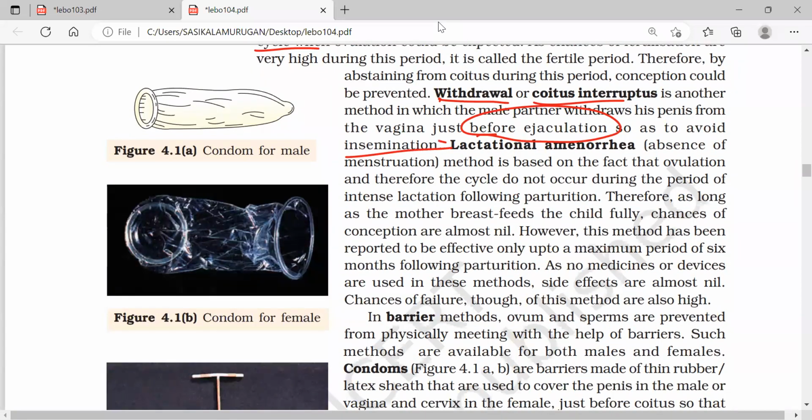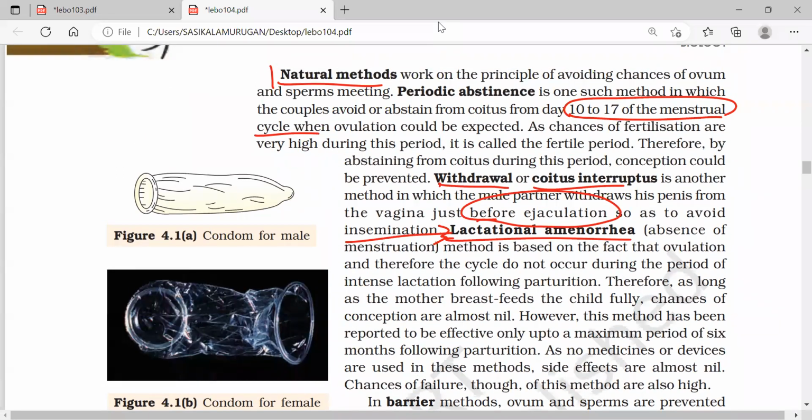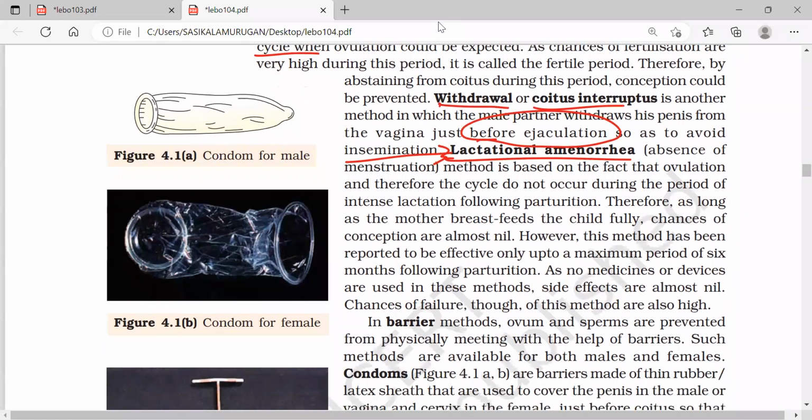The third one is lactational amenorrhea. There is absence of menstruation, and when there is an absence of menstruation, there is no chance for ovulation. There is no ovum produced. That's why during the lactational period, there are no pregnancies. So these three are the natural methods. We can expect a question: which of the following are the natural methods? Periodic abstinence, withdrawal or coitus interruptus, and lactational amenorrhea. These are the three different methods to avoid pregnancy.